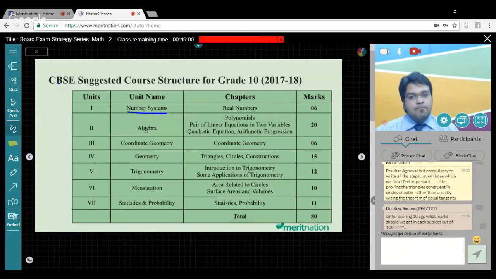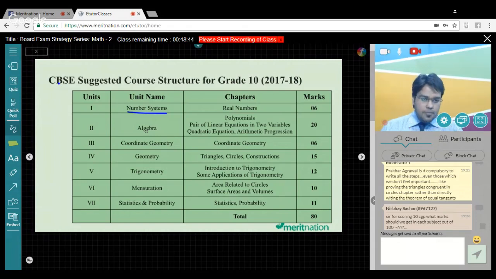Also, a 1 mark or a 2 mark question can be asked based on the formula. I guess everyone is aware of the formula. HCF into LCM is the product of two numbers, right? The product of the two numbers is HCF into LCM. That's also a 2 mark question you can expect from this chapter.